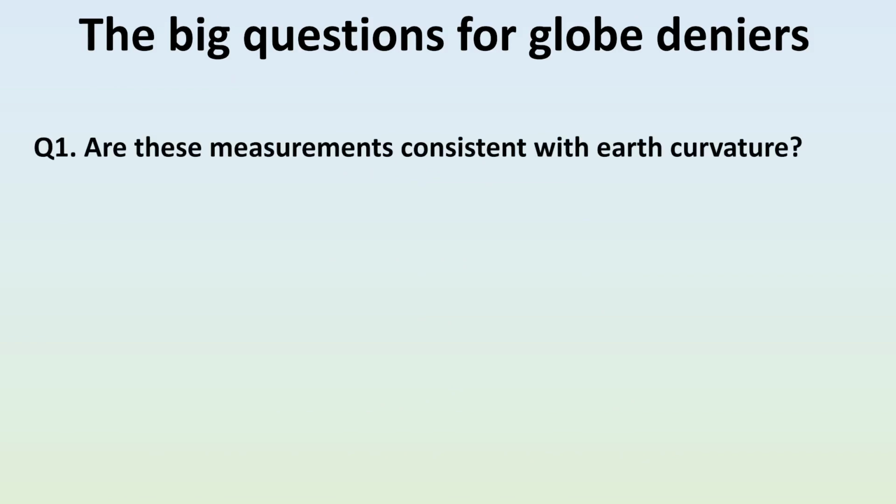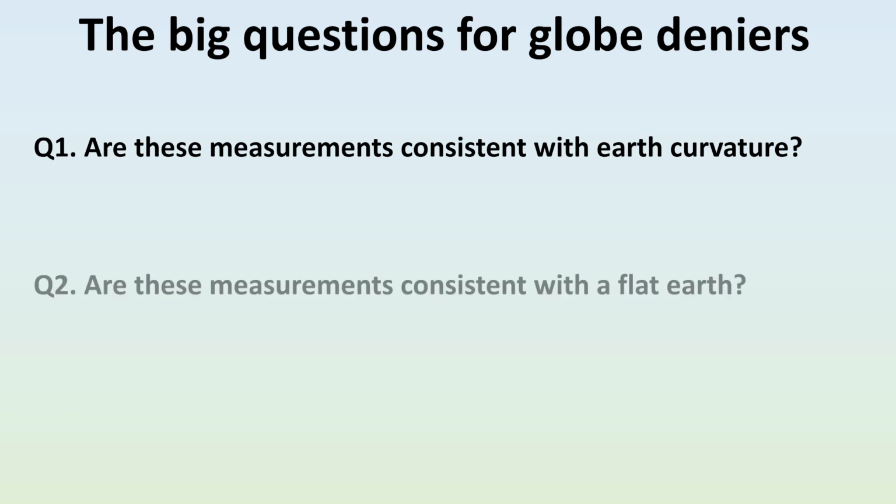All right, we're at the end, and obviously I have some questions for the flurfs. Number 1, are these measurements consistent with Earth curvature? And this is basically an intellectual honesty test. So I made predictions for both flat Earth and the globe, and the measurements were really close to what they should be if the Earth was a globe. So the answer to this one is a clear yes.